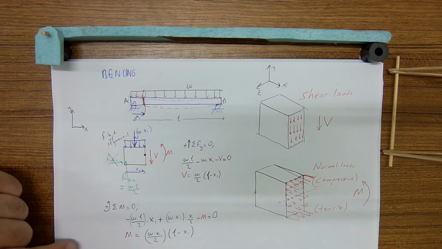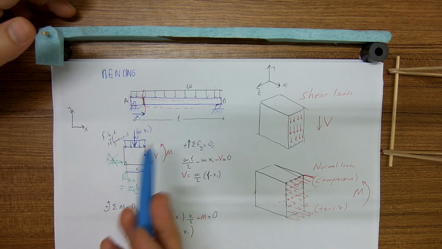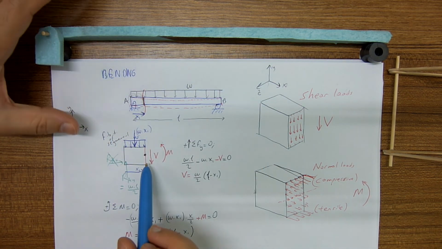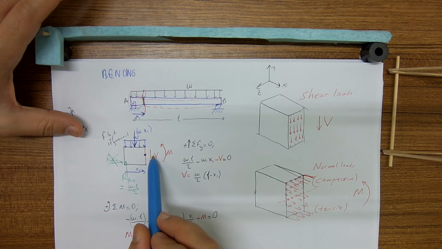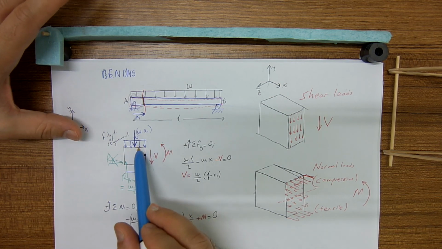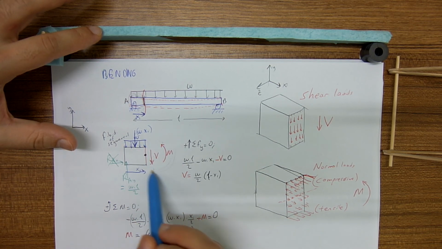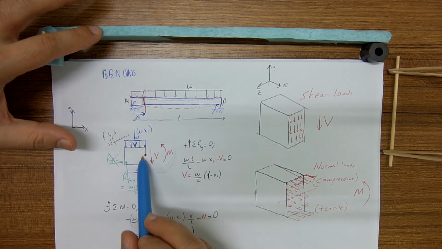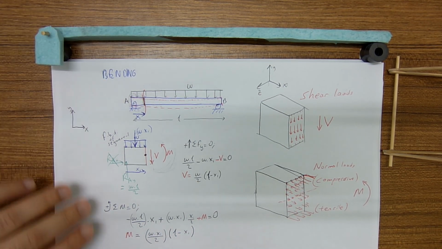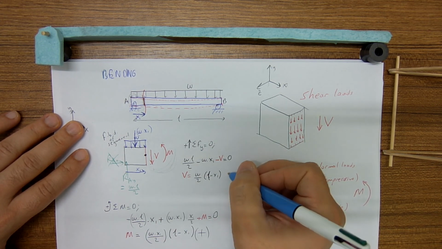Therefore, in such a fundamental situation, the result is this: V is showing downward, moment is showing counterclockwise direction, and for such a fundamental situation, these internal force directions are assumed as positive. Okay, this is positive, this is positive.